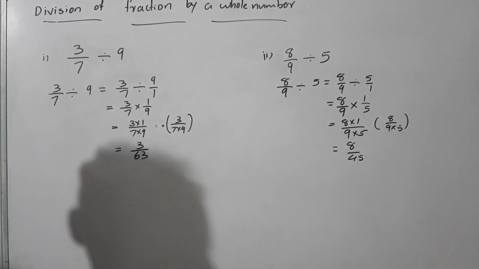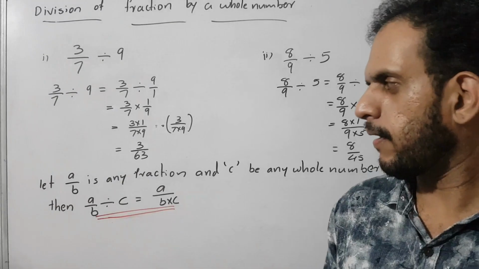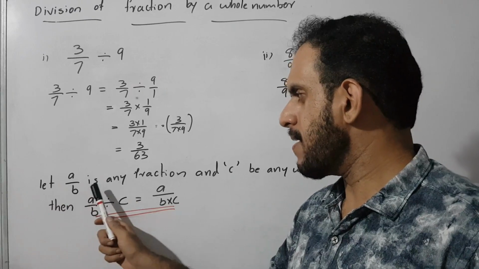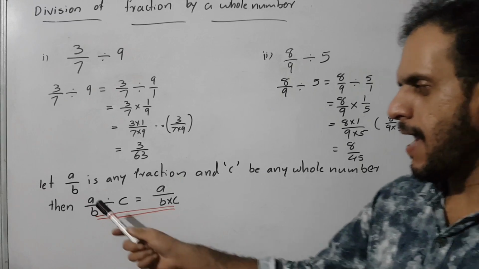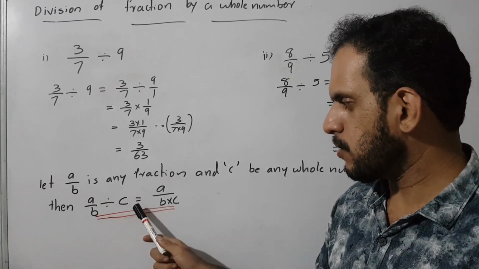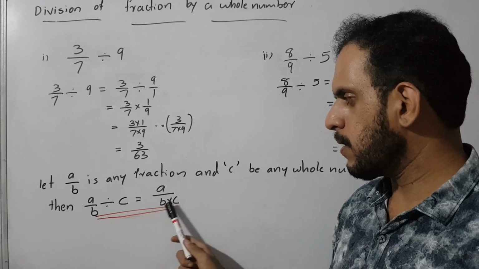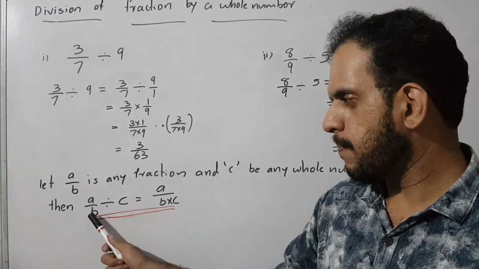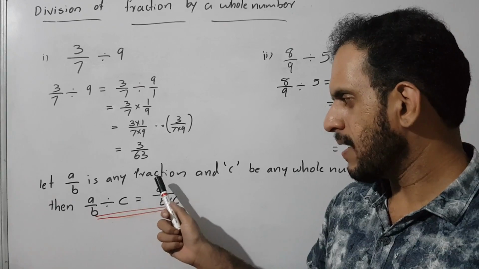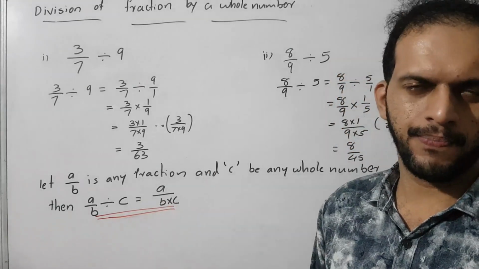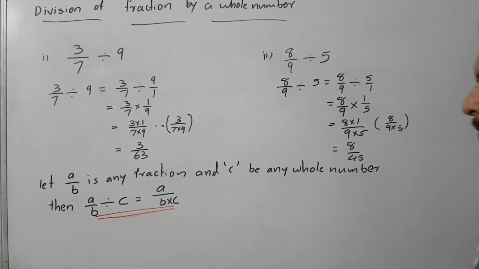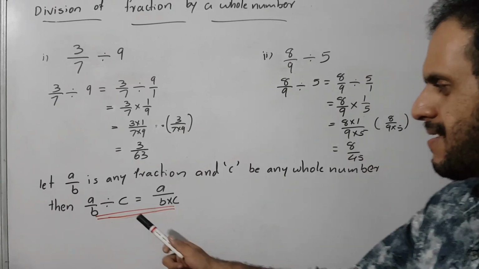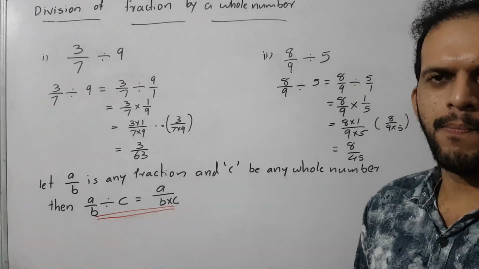Okay? Then what is the idea? We generalize the idea like this. Let a by b be any fraction and c be any whole number. Then a by b divided by c is equal to a by b into c. Clear? a by b divided by c is equal to a by b into c.